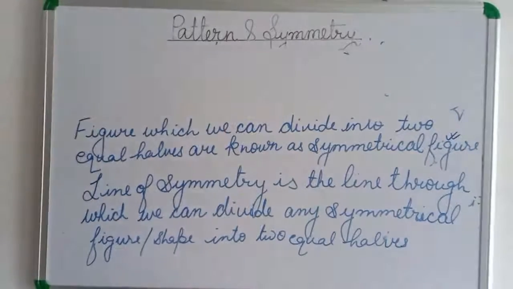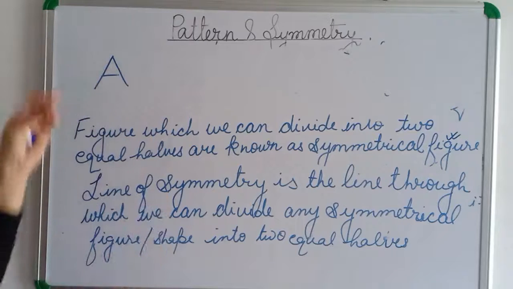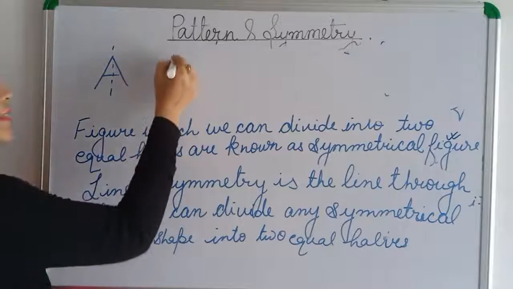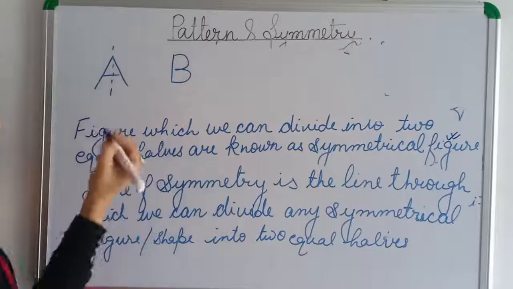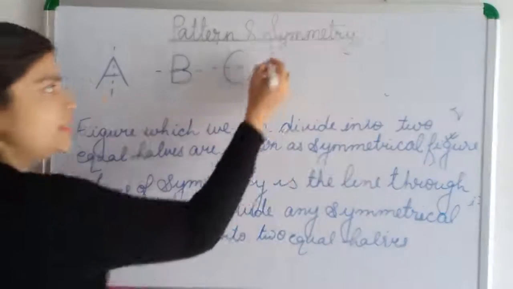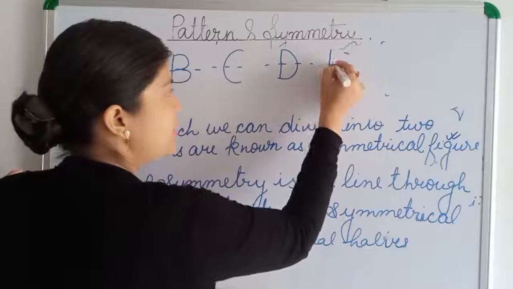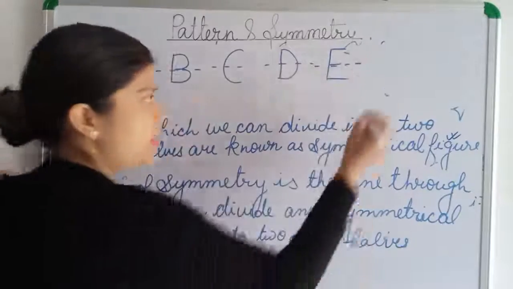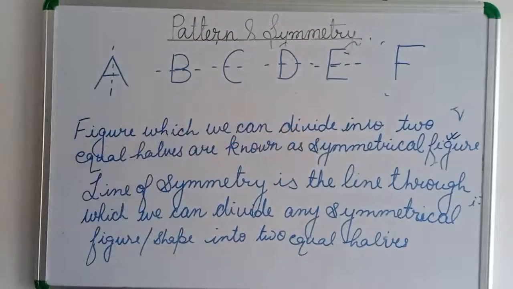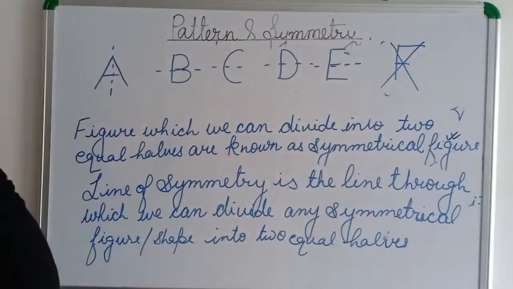Some alphabets we can divide into 2 equal halves. Like that A. A is symmetrical. We can divide into 2 equal halves through this line. B. B also we can divide into 2 equal halves but through this line. C also we can divide into 2 halves but this line. D also we can divide through this line. E also we can divide but through this line. F we can't divide into 2 equal halves. Can we divide F? No. So this is a non-symmetrical figure.